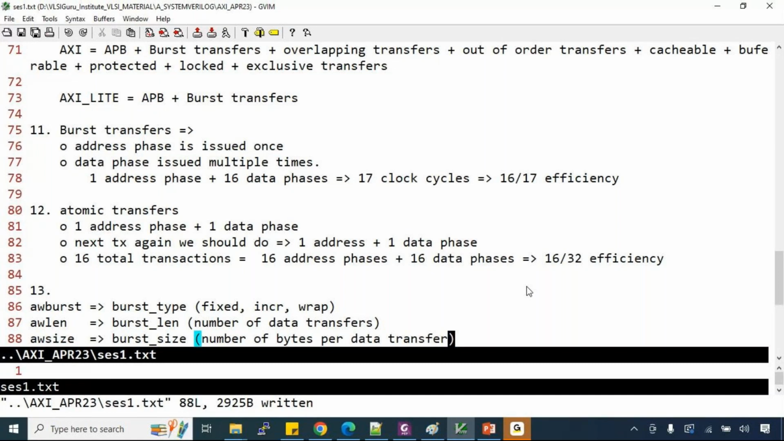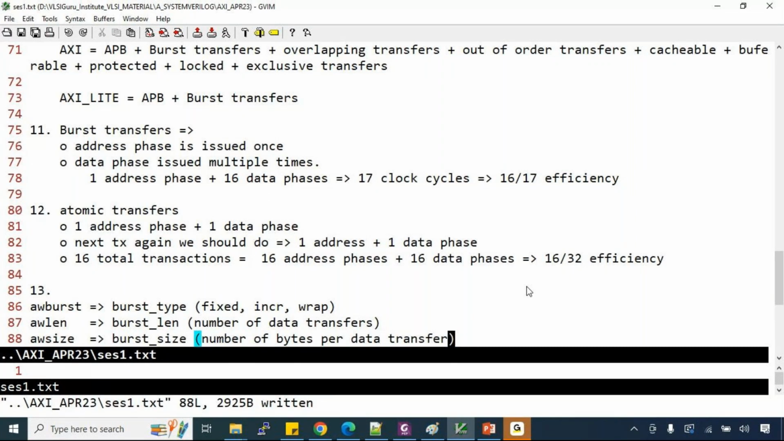Just understand that transactions could happen in 3 possible manners, where they could happen out of order, where the request is given in one order, response comes in a different order. Overlapping means what? Very simple. While one transaction is in progress, another transaction is also initiated. We don't wait for one transaction to complete to do the next transaction.